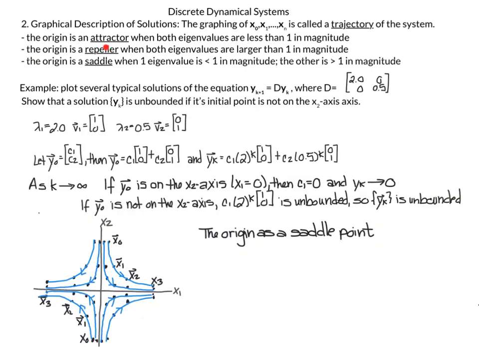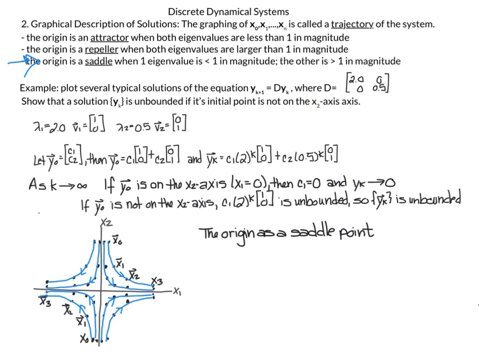Our next example is going to be of a saddle. So I'm just going to put my arrow here to the last example. And the example is this matrix D, the 2 by 2 matrix with column vectors 2, 0 and the second column vector 0, 0.5. And the question is to plot several typical solutions of the equation y sub k plus 1 equals D times y sub k, and show that y sub k is unbounded if its initial point is not on the x2 axis.